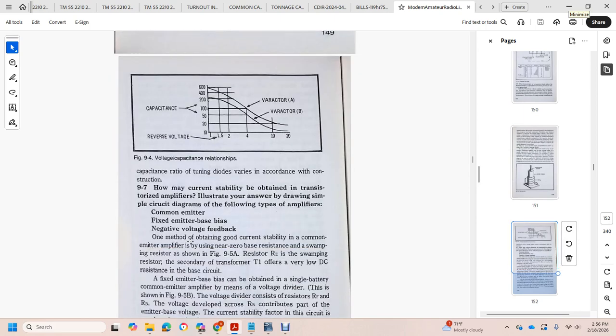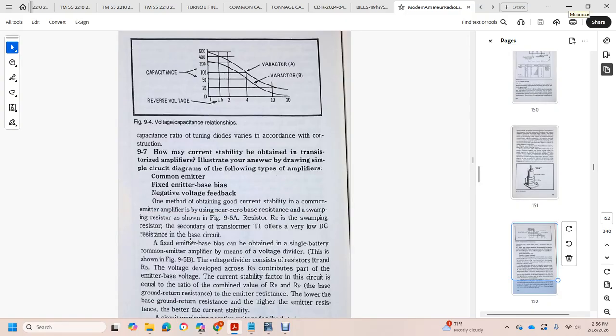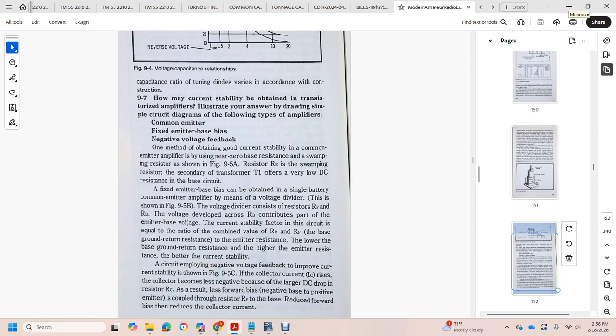Reverse voltage at 1.5. How is current stability obtained with transistor amplifiers? Illustrate with simple circuit diagrams the following types of amplifiers: common emitter fixed bias, emitter bias, and negative voltage feedback. One method of obtaining good current stability with a common emitter amplifier is with a near zero base resistance swamping resistance, shown in figure 9.5a. The swamping resistor of the secondary of transformer T1 offers a very low DC resistance in the base circuit. The fixed emitter bias can be obtained with a single battery in a common emitter amplifier by means of a voltage divider. This is shown in figure 9.5b.